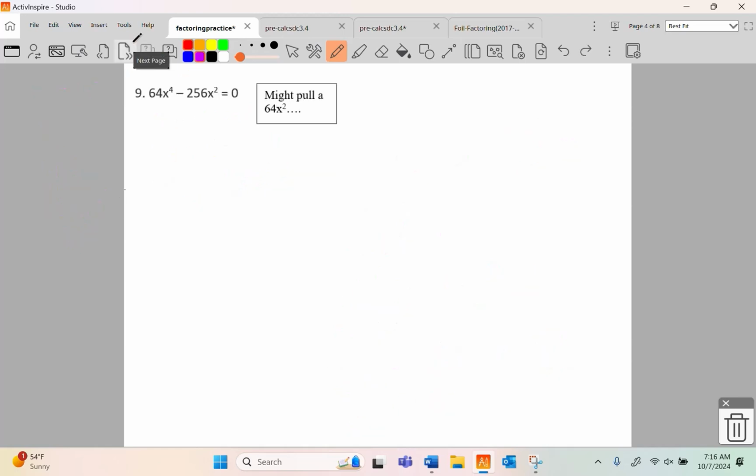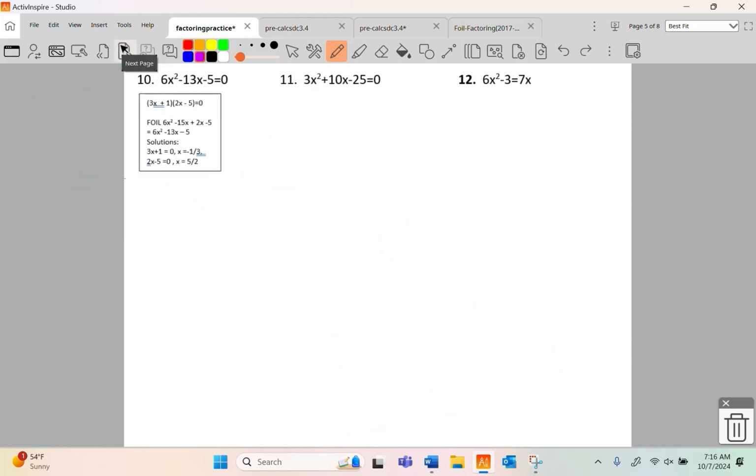Moving forward. Not doing that one. Looks like I've got 12 marked. You're still going to have to set it equal to 0. If you're going to factor, you're going to set it equal to 0. That's just how it is. So we're going to move the 7x over. We're going to put it in standard form. And this is a little more complex because now not only am I thinking about factors of 3, I'm thinking about factors of 6. And I'm going to make a guess that this one is a 3x and a 2x.